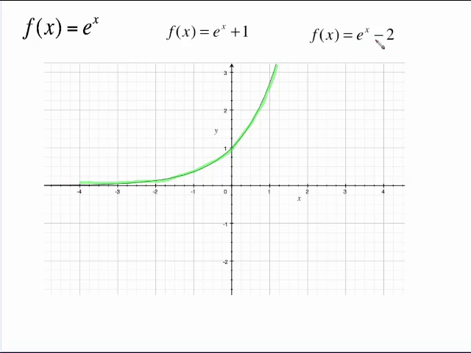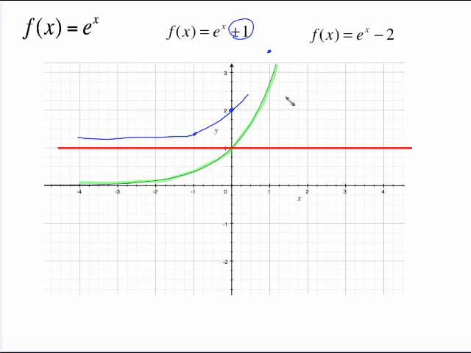If we want to look at either one of these things, it's the same rules we established. E to the x plus 1 means each of these needs to be moved up 1. Take this point, go up 1. Take this point right here, go up 1. Take this, go up 1. And you see the curve that we're getting. We will have a horizontal asymptote at 1. Same rules before, because it's shifted up 1. The horizontal asymptote becomes that red line. So this is e to the x plus 1.